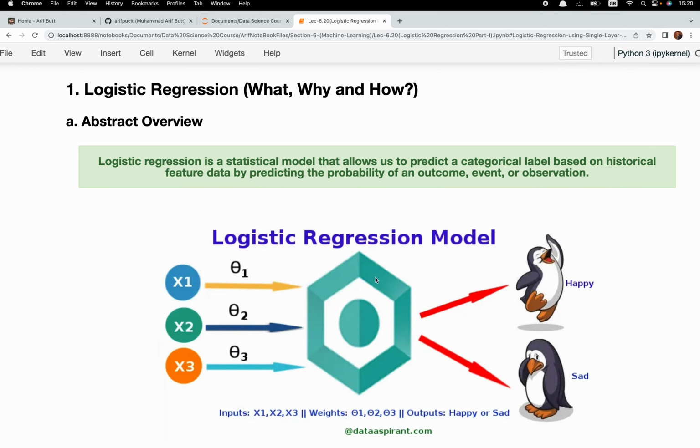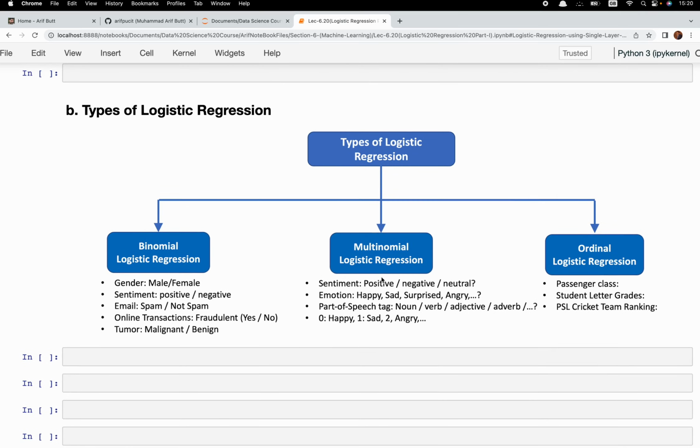I have given you an abstract overview of the working of logistic regression. So let's move ahead. Now, my dear friends, based on the output label, logistic regression can be divided into these three categories: binomial, multinomial, and ordinal.